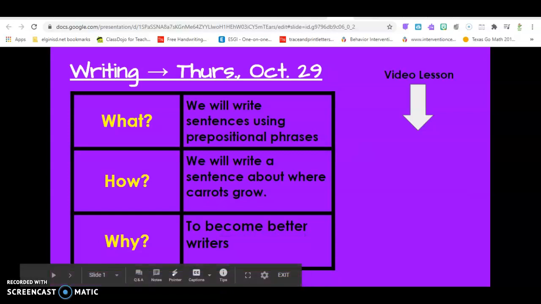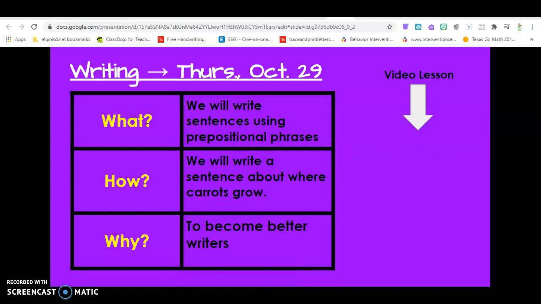Hi, first grade friends. Today we will write sentences using prepositional phrases. We will write a sentence about where carrots grow so that we can become better writers.